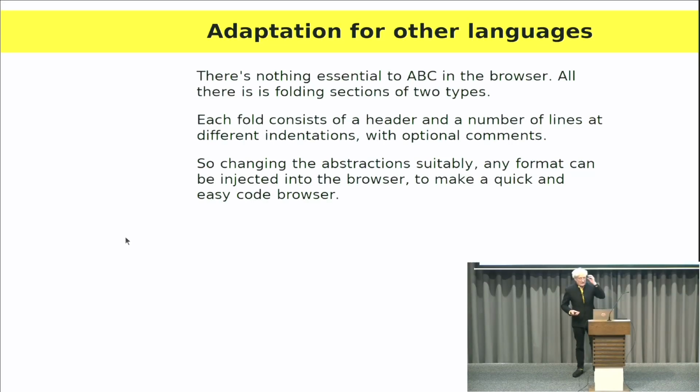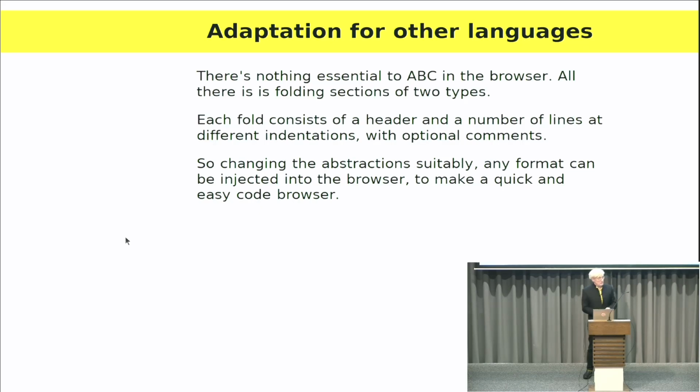So clearly, there's nothing in that that's essential to ABC in that browser. All there is is folding sections of two types. Each fold consists of a header and a number of lines at different indentations with optional comments. So it would be easy to adapt this by changing the abstraction suitably, to browse anything at all. It wouldn't be hard.